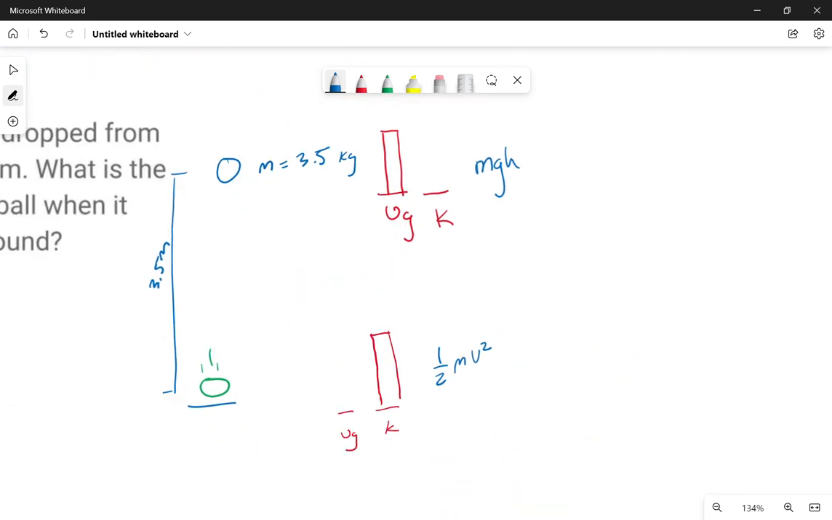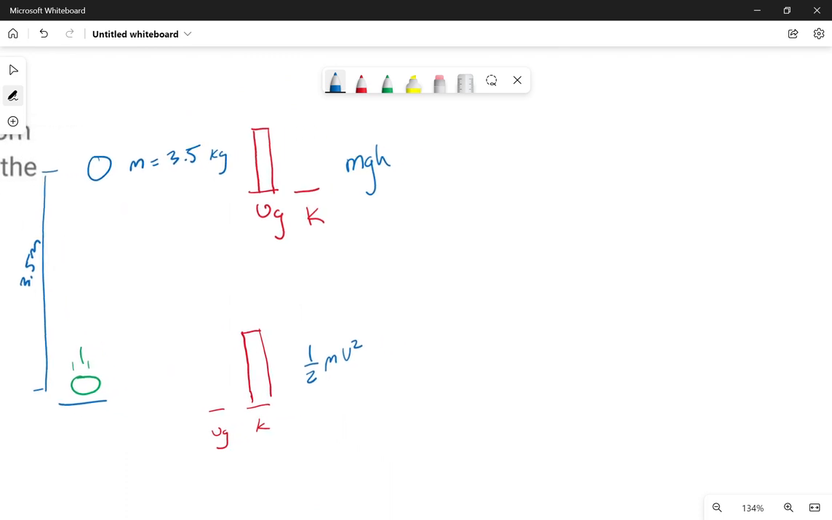The next thing I want to do is set those equal to each other because they represent equal amounts of energy. So I'm saying these two mathematical statements must be equal: mass times gravity times height at the initial state must be equal to 1/2 mass times velocity squared. Now this is the statement I need to solve for that final velocity, so I'm going to go through the process of solving that.